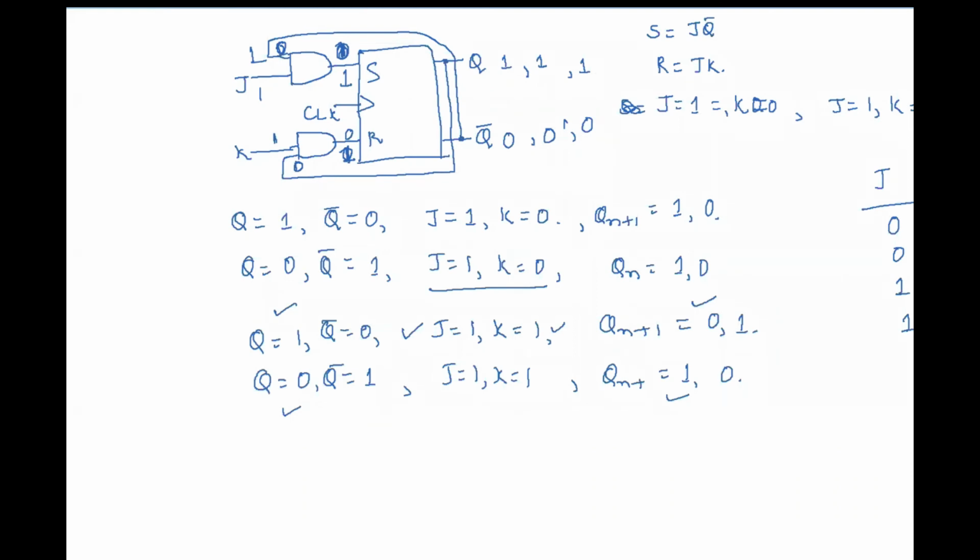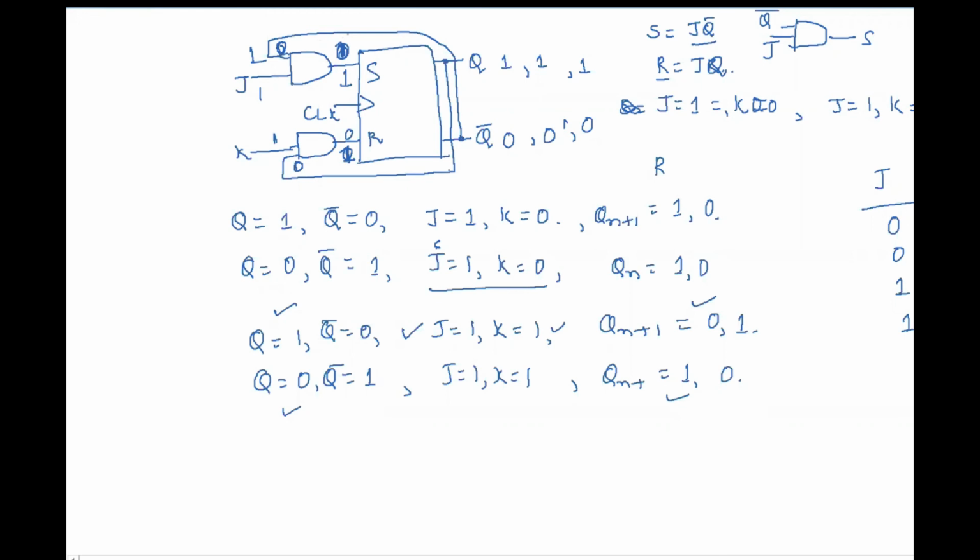If you have any doubt, you are free to discuss. Okay students, please make this correction: S is equal to J Q bar, and R is equal to K Q. This is the correction you are going to make. So this is all as far as your JK flip flop is concerned.